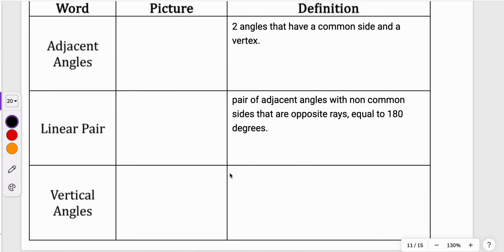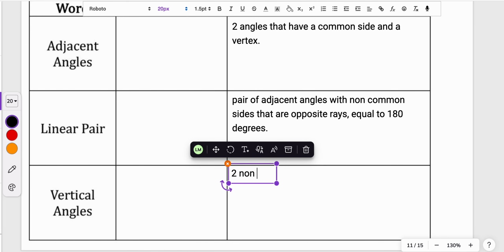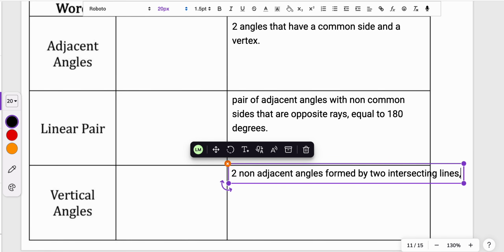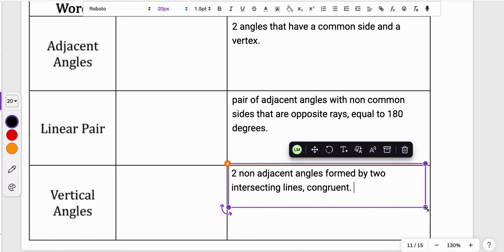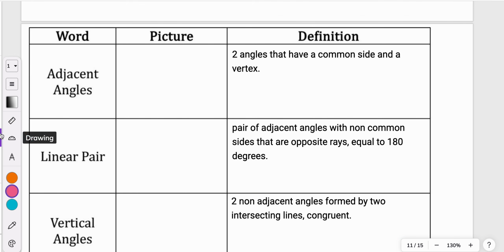The last one, vertical angles, are 2 non-adjacent angles formed by 2 intersecting lines, and they are also congruent. Okay, so let's draw some pictures just so it makes a little bit more sense here. When you are thinking about adjacent angles, you're going to think about 2 angles just right next to one another. So, like this. Angle 1, angle 2. Okay?